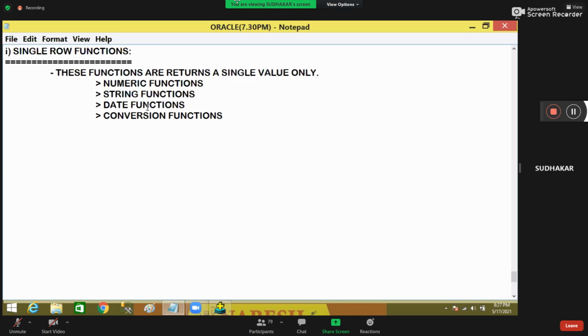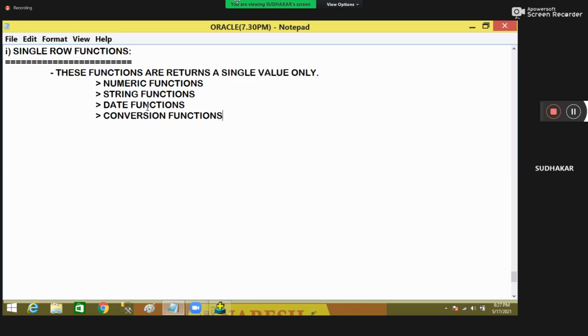Some other functions also exist, like analytical functions. But analytical functions we can't use everywhere. They are used topic-wise, which I will explain in a future concept. Numeric, string, date, and conversion are general functions. General means you can use them anywhere.